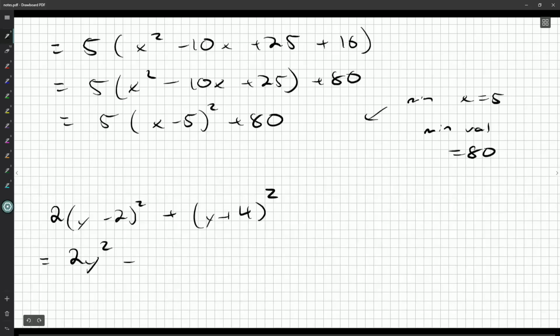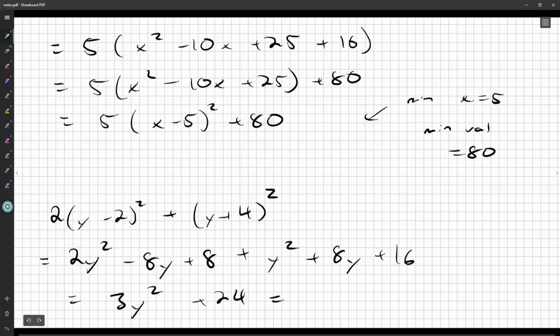2y² − 8y + 8 plus y² + 8y. Really? 8y? Yeah, 8y. Plus 16. So that'll be 3y², no y's, plus 24. And that's already in vertex form, so it's minimized when y is 0 and the minimum value is 24.